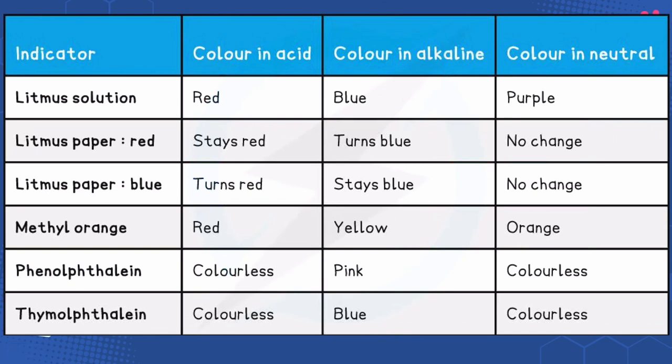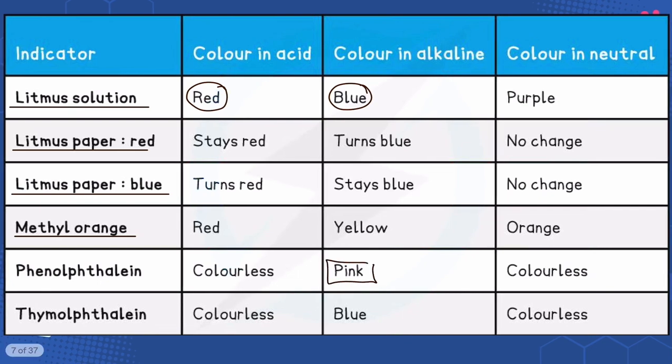Here is the list of different indicators that we need to know for our syllabus. It's comprised of the litmus solution, which is basically the same thing as litmus paper, but it's combined, so it turns red in acidic and blue in alkaline conditions. Next, we've got litmus paper, which we've looked at already. We've also looked at methyl orange. And next, we've got phenolphthalein and thymolphthalein. In alkaline conditions, phenolphthalein turns pink, and in alkaline conditions, thymolphthalein turns blue. So they both stay colorless in neutral and acidic conditions.